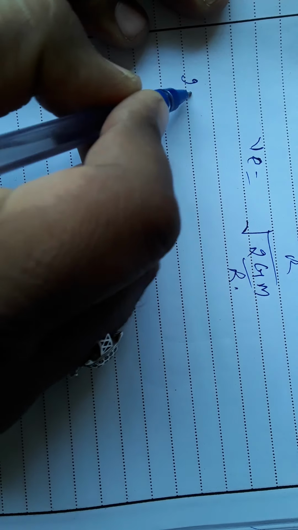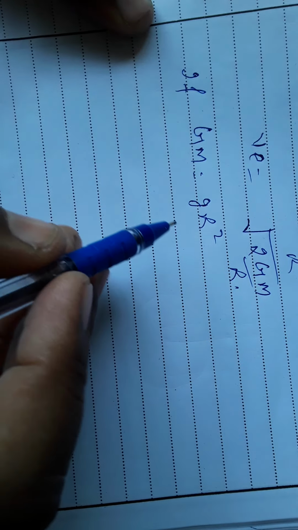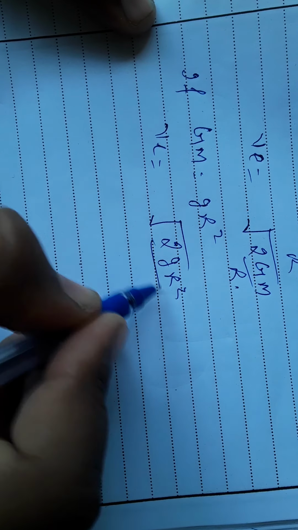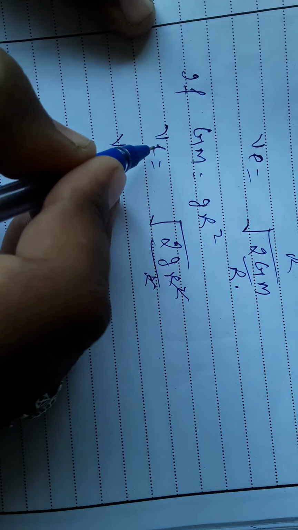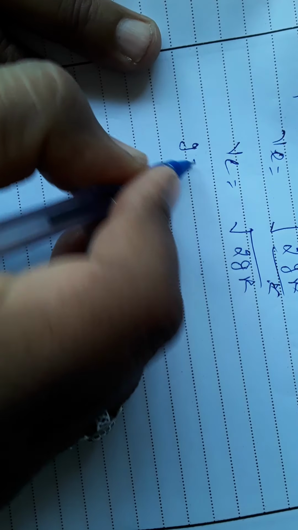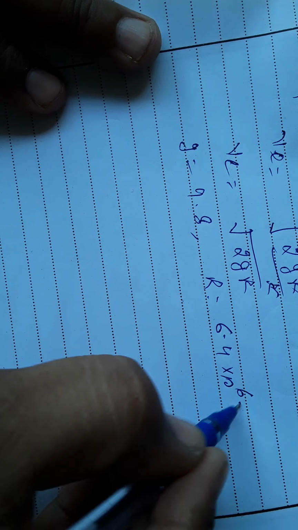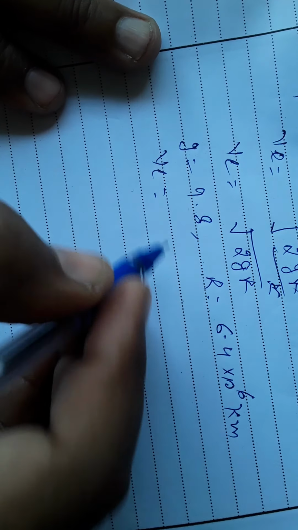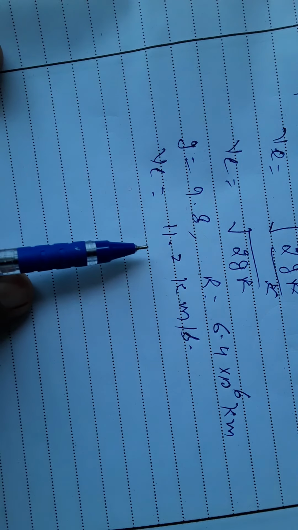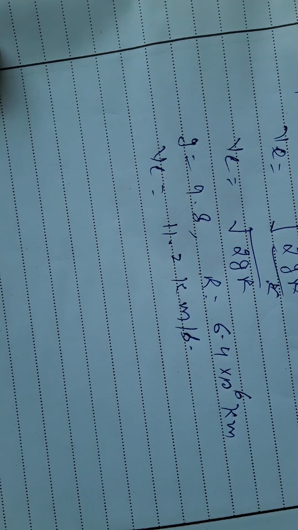Now GM is equal to g R square for the surface of Earth, so we can write under root 2 g R square upon R. So ve is under root 2 g into R. Putting the value of g, this is 9.8, and the value of capital R, 6.4 into 10 to the power 6 meters, we get escape velocity equal to 11.2 kilometer per second. This escape velocity is only for the Earth, and a different planet has a different escape velocity.